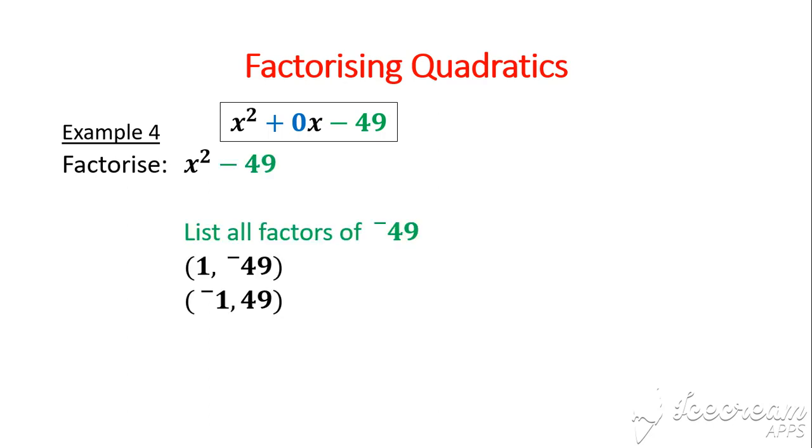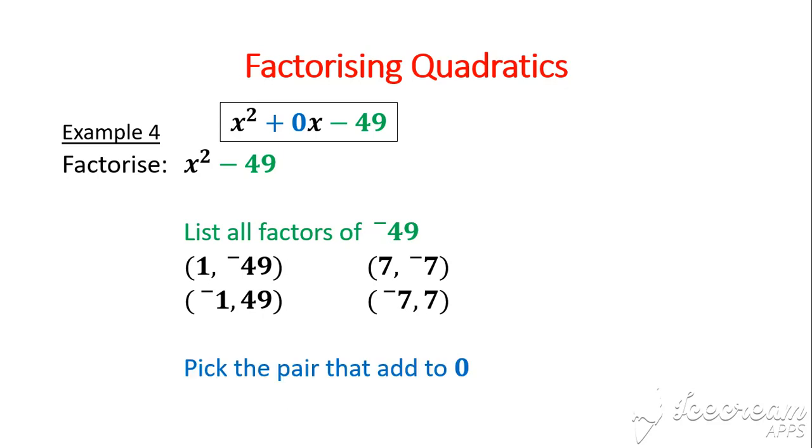We list all the factors of negative 49. Sorry, what did I say? I meant positive 1 times negative 49, or negative 1 times positive 49, or 7 times negative 7, or negative 7 times positive 7.